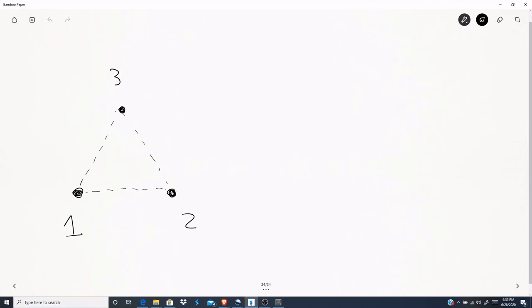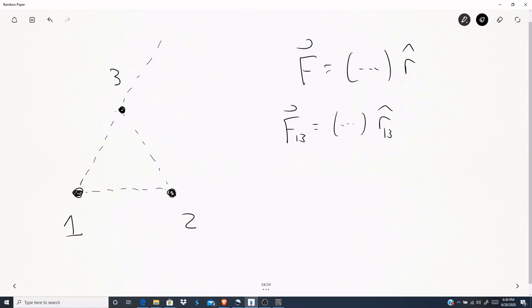To solve this, we need to think about the direction of the forces as indicated by Coulomb's law. So remember, Coulomb's law is proportional to r hat, right? Where r hat is a vector which points along the direction of the line connecting the 2 charges. So if I look at F13, regardless of what happens, it is going to point in R13 hat direction, right? It's going to be parallel to this line.